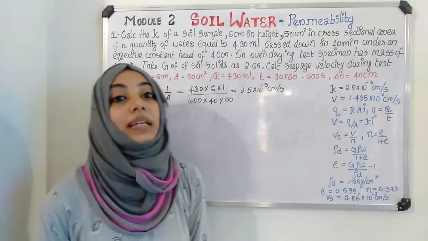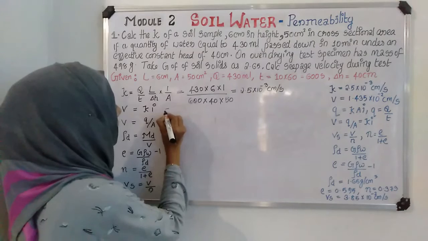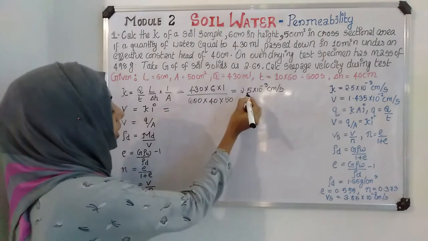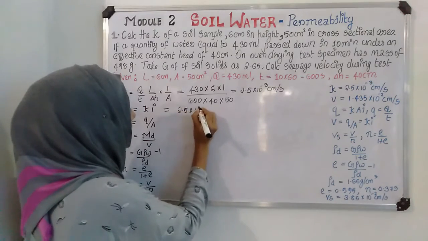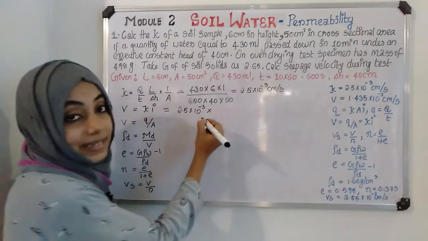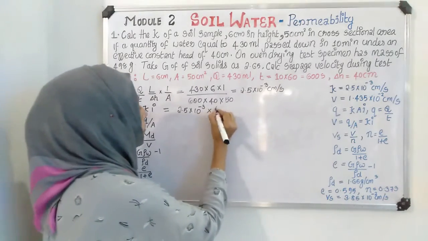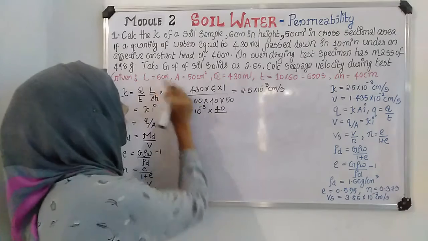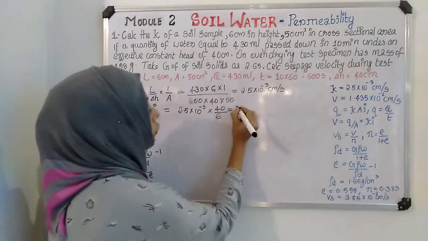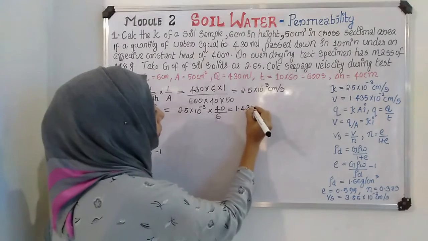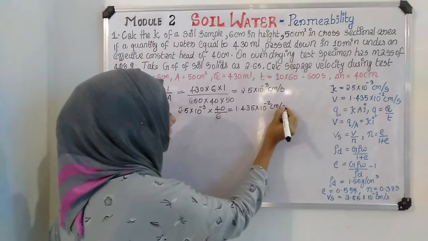Then, substituting for discharge velocity, we obtain v equal to Ki, that is K that we have obtained here, 2.5 into 10 raised to minus 3, into i, the hydraulic gradient, delta H by L. Delta H is 40 divided by L, 6. Then we obtain a value of 1.435 into 10 raised to minus 2 centimeter per second.